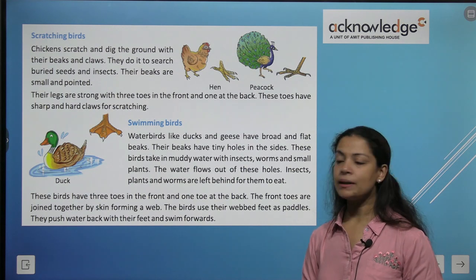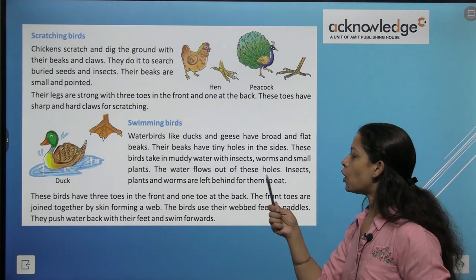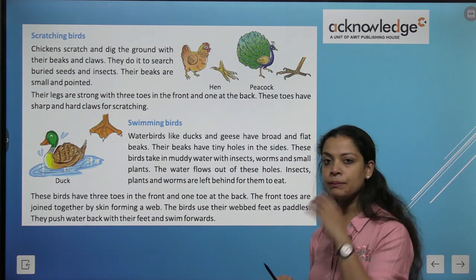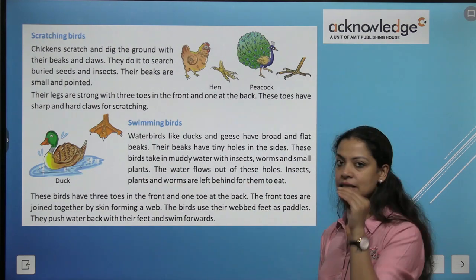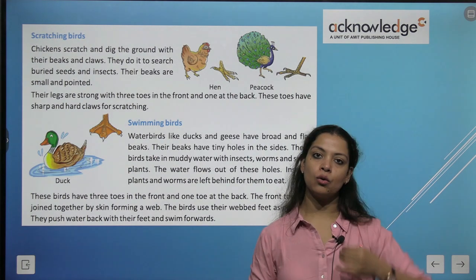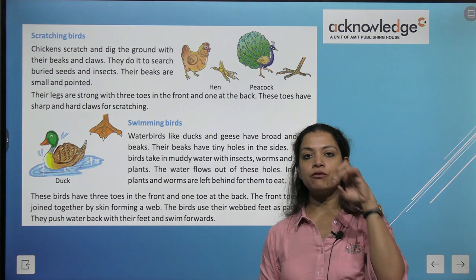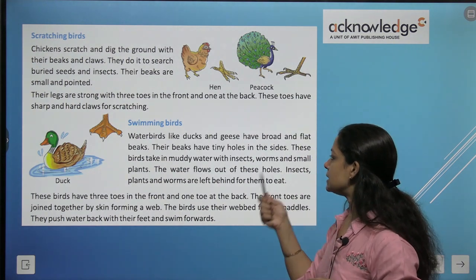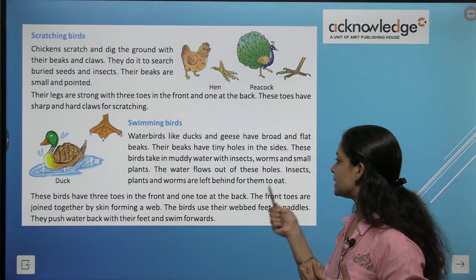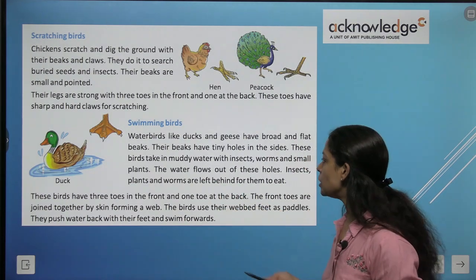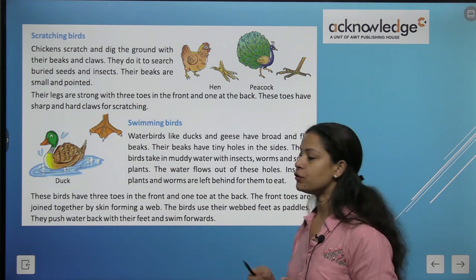Now we have swimming birds. Water birds like ducks, geese, they have broad and flat beaks. आपने duck के beak देखे होंगे, they are broad and flat. Their beaks have tiny holes. उनके beaks में ना छोटे छोटे holes होते हैं. Like we have nostrils in our nose, so their beaks have holes. Why? Because these birds take in muddy water with insects, worms and small plants. The water flows out of these holes. Insects, plants and worms are left behind for them to eat.